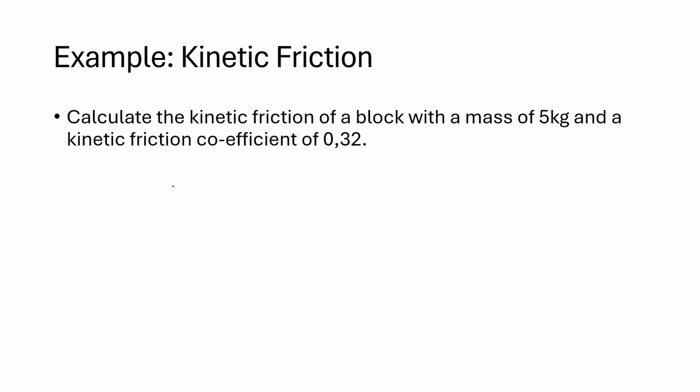Let's jump into a kinetic friction example. It says here, calculate the kinetic friction of a block with a mass of 5 kilograms. Let's make our drawing. There's my block, and that block weighs 5 kilograms on a surface, and the kinetic friction coefficient of the specific surface, so it's basically the roughness of the surface, is 0.32. In many ways this is the same as calculating the static friction. The force of kinetic friction is equal to mu k multiplied by the normal force. But what is my mu k? 0.32. We're going to multiply that by the normal.